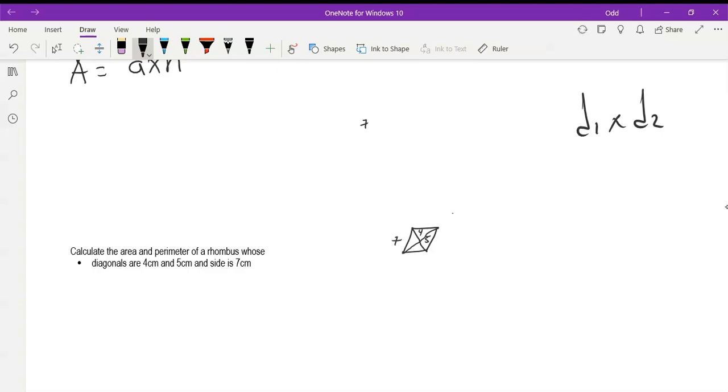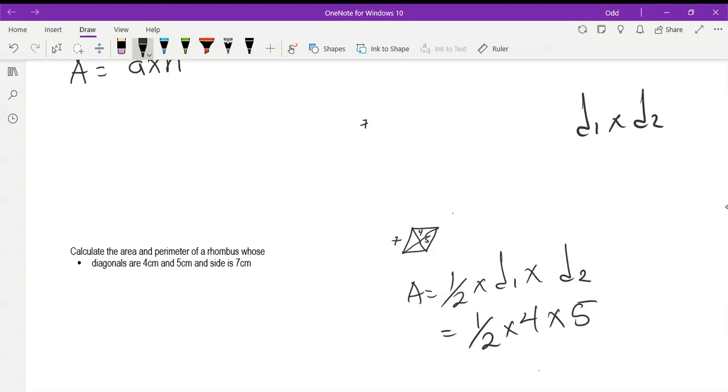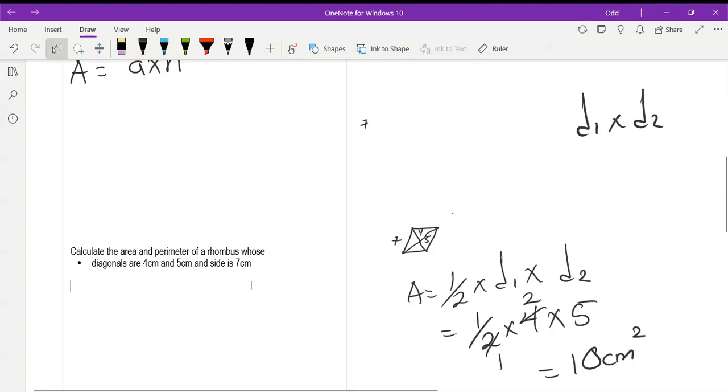Just visualizing it. So the area will be half times d1 times d2. That will be half times 4 times 5. Here 1, here 2. 2 times 5, that's going to be 10 centimeters squared. So area is going to be 10 centimeters squared.